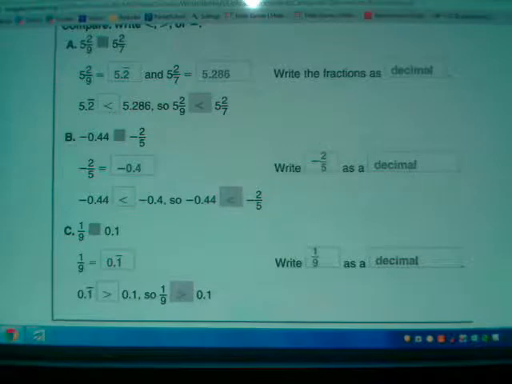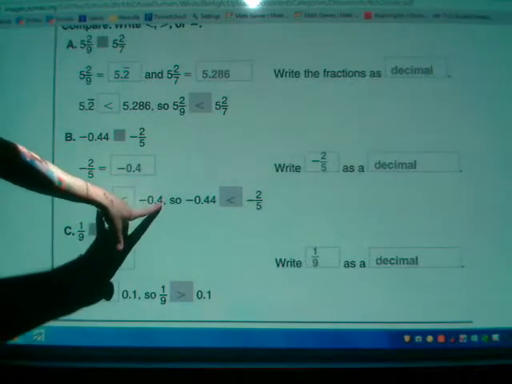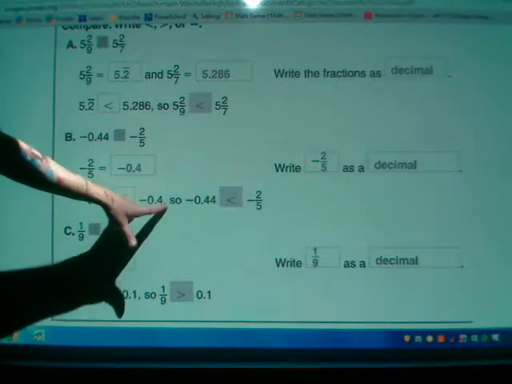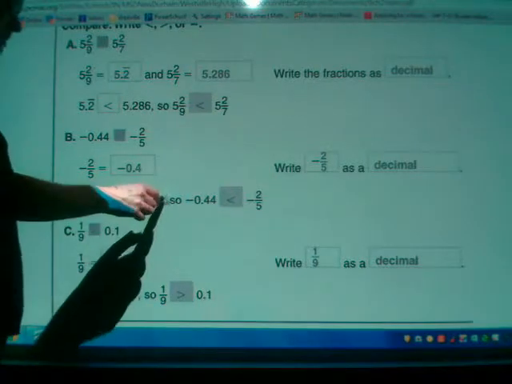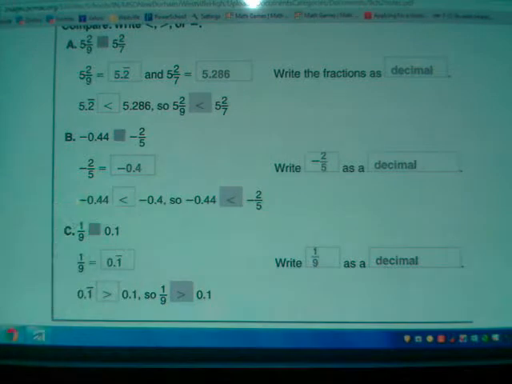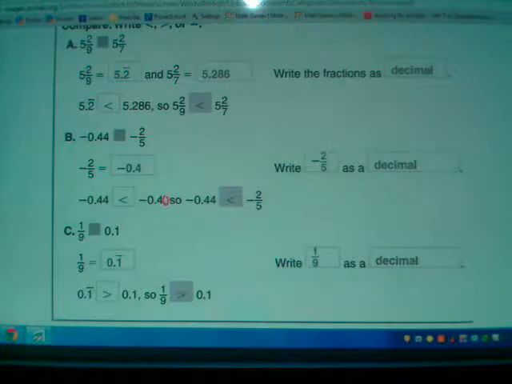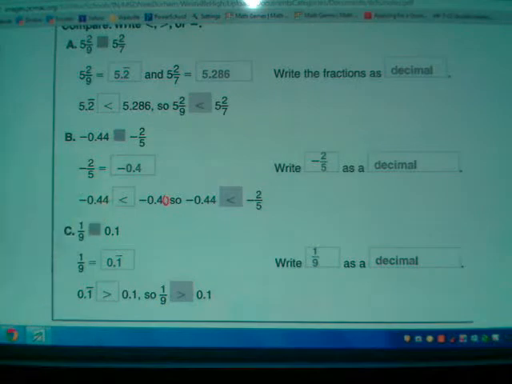So I'm comparing negative 0.44 and negative 0.4. In the first spot after the decimal, these are both 4, so there's nothing to compare. In the next spot, this is a 4, and there's absolutely nothing here even. Realize that would be the same as if I had a 0 there, because 0.4 and 0.40 are exactly the same thing in the world of decimals. Well, obviously 4 is greater, but remember, we're talking about negatives.